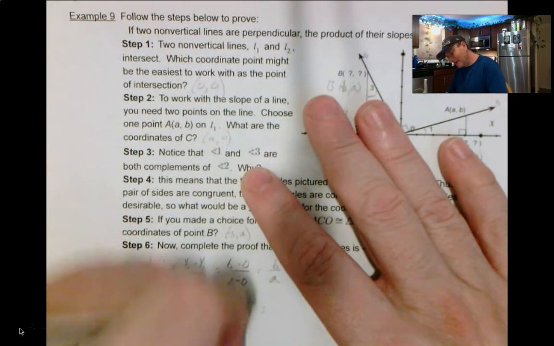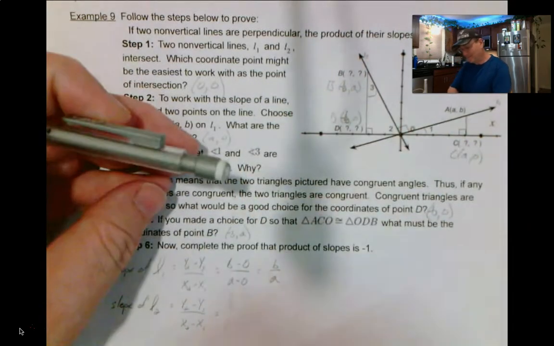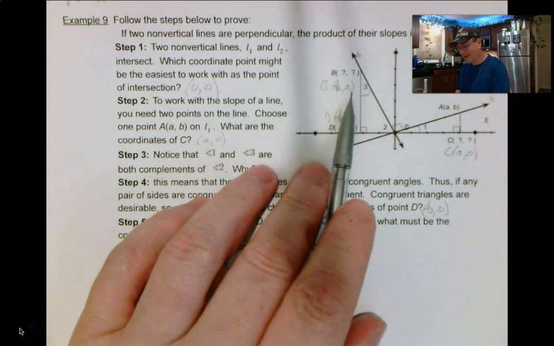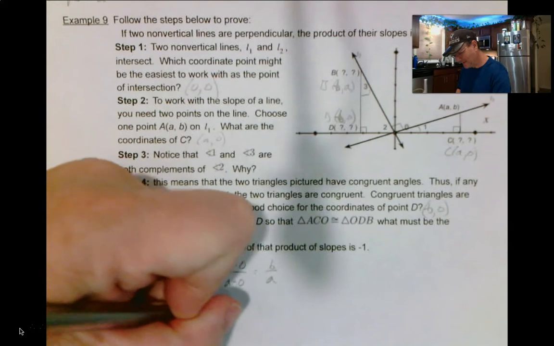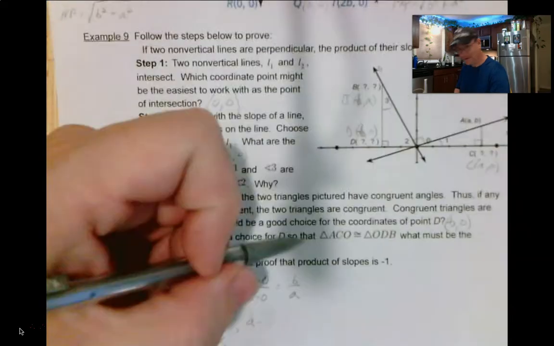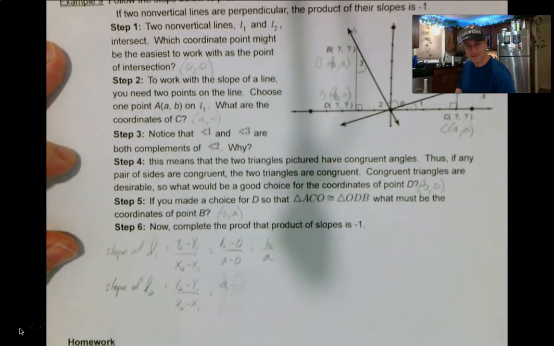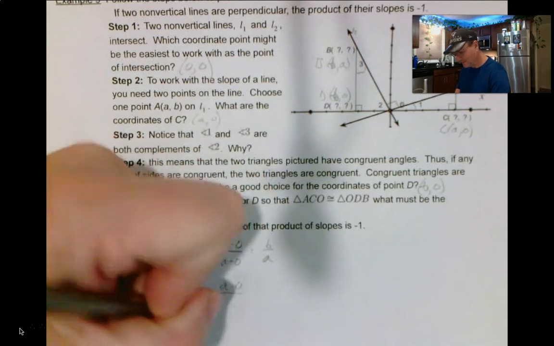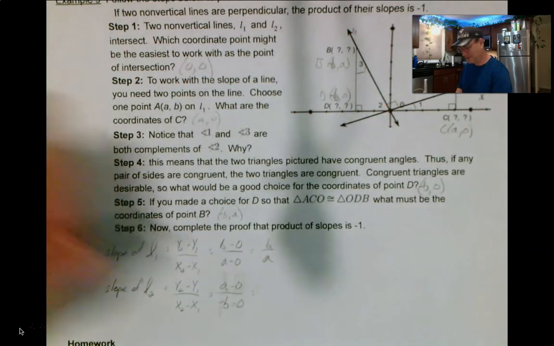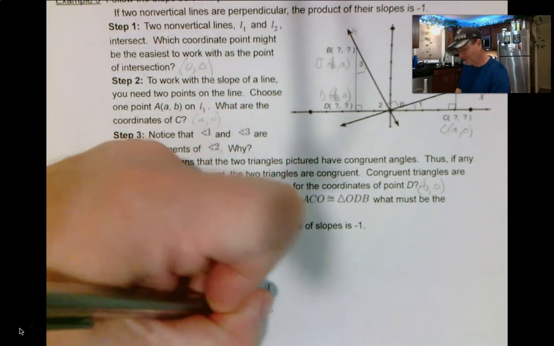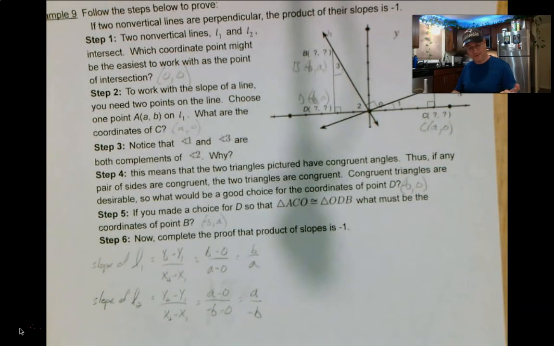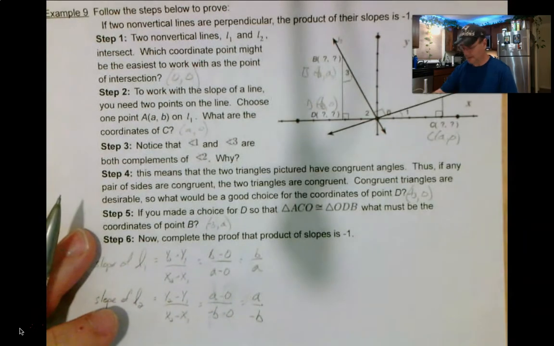y2 minus y1. Gotta be careful. That's why you gotta be careful. Details. A minus 0, A minus 0 over negative b minus 0, giving us a final slope of a over negative b. Much better now.